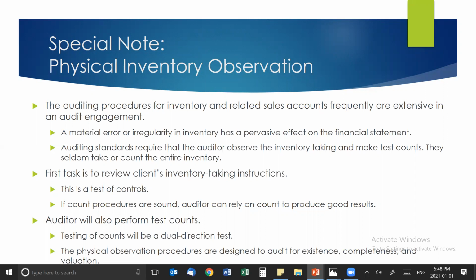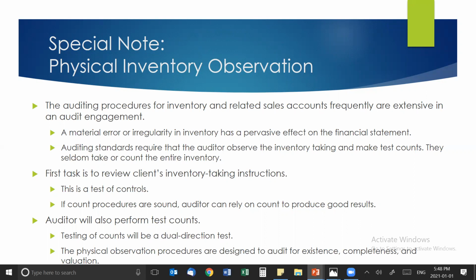They don't have to count the whole entire inventory all the time. What they can do is attend the inventory count that the client does. At the end of the year, the client will probably do an inventory count so they can determine what their year-end inventory balance is. So an auditor can show up at that count and just observe and oversee to make sure it's being done right, or to get comfort that it's done right.